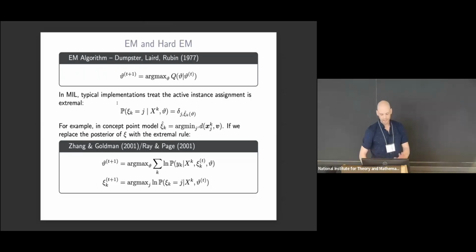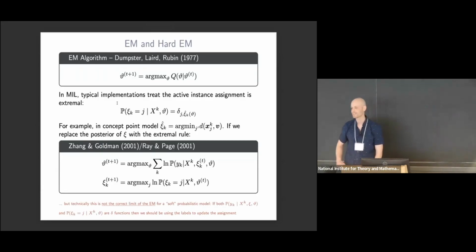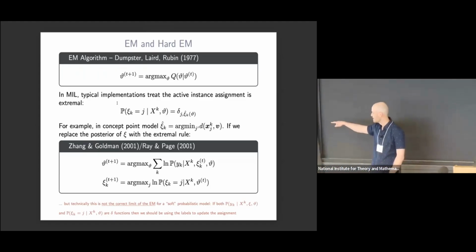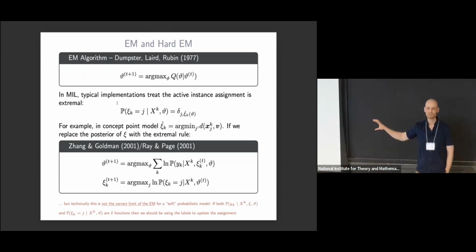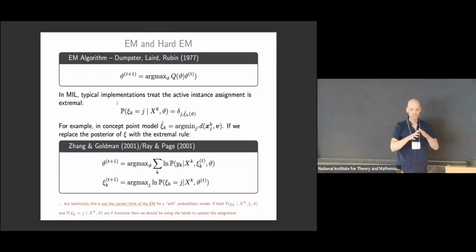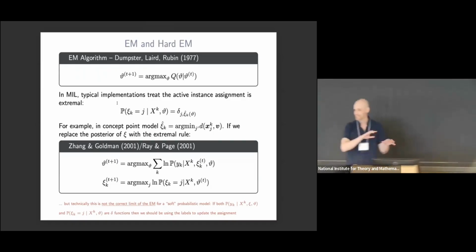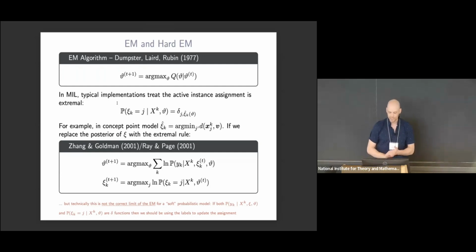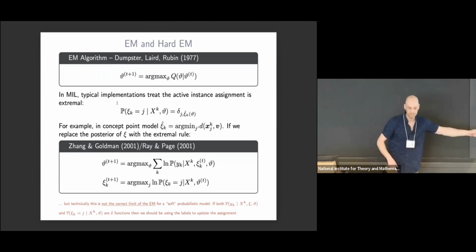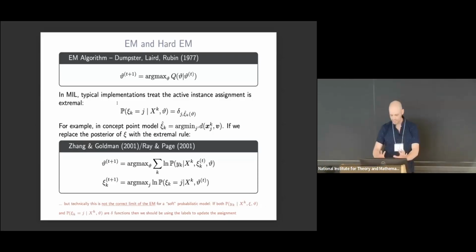I'm going to talk a little bit about some probability theory questions you can take away from this, but I just want to point out, and I'll circle back to this later, that this actually isn't the right limit of the EM algorithm if we start with a noisy model where the labels and the selection rule are noisy and take the limit. If we're saying the labeling is noiseless and the selection is noiseless, we should actually be using the labels to compute the assignment. So I'll come back to that. But let's just take this. It works. They tried it.